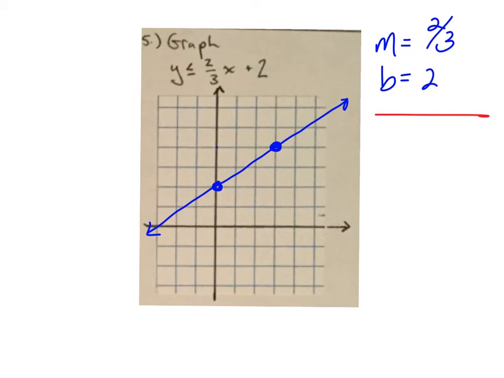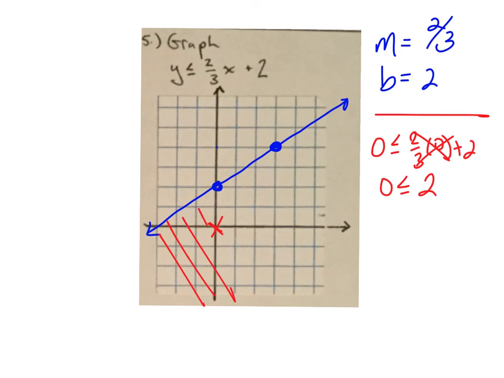So pick a point. Why not pick the easiest point, 0, 0, and plug it into your inequality. And ask yourself if this is true. Well, simplify. This term drops out and we're left with just 2. Is 0 less than or equal to 2? Yes. So we'll shade on this side of the line.